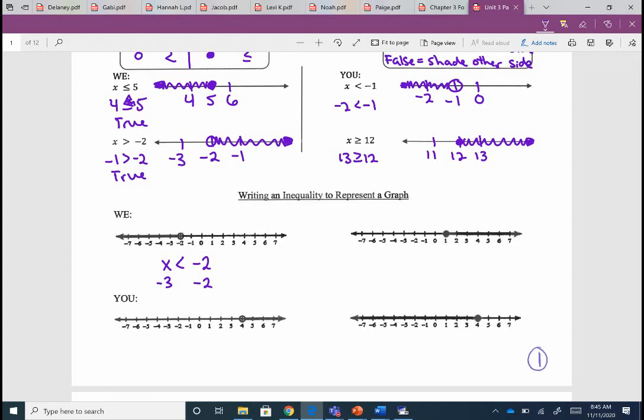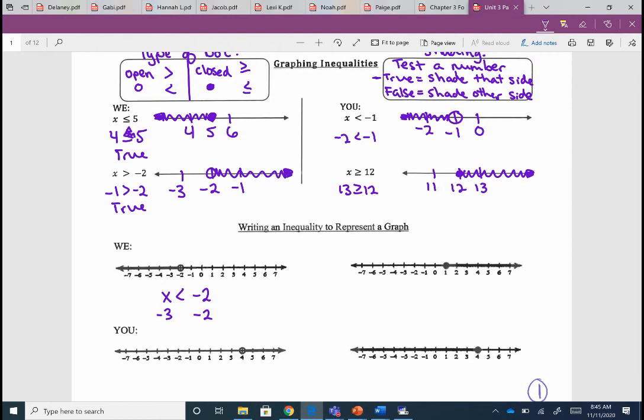Now, do I need the equal to, or am I good with what I have? What do we think? Do we need the equal to or not? My circle's open, so do I need the line under? Do I need the equal to? Nope. We're good. It's hard to tell that circle's open from way back here. Yep, that circle is open. I'm hoping you can see it on your papers, okay?